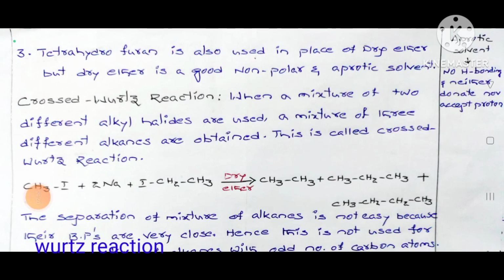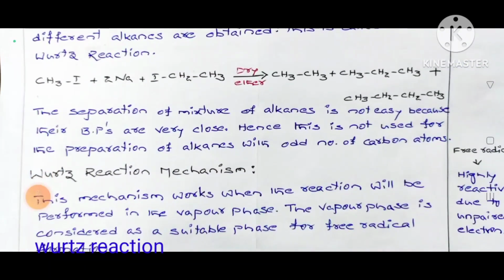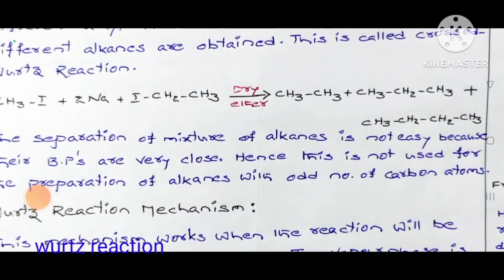Next one, cross Wurtz reaction. When a mixture of two different alkyl halides is used, a mixture of three different alkanes is obtained. This is called cross Wurtz reaction. Example: methyl iodide and ethyl iodide react with sodium metal in the presence of dry ether. Then three different alkanes are obtained. They are ethane, propane, butane.